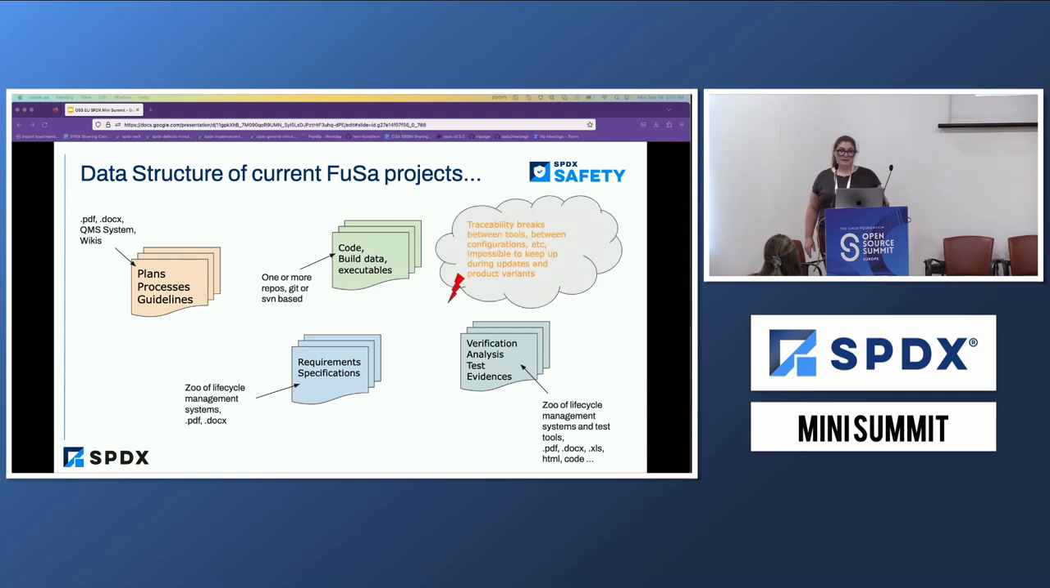So once you want to do an update or you want to do a configuration of your system, traceability usually breaks somewhere. You need to have a manual process. Spreadsheets are your biggest friend. So that's really something where the machine readability ends and the pain starts.